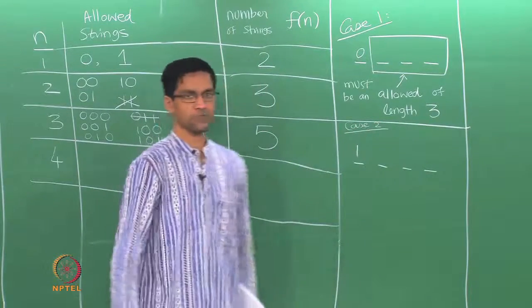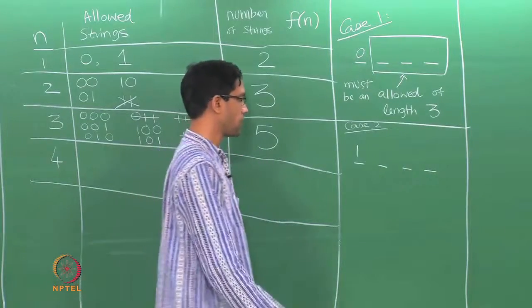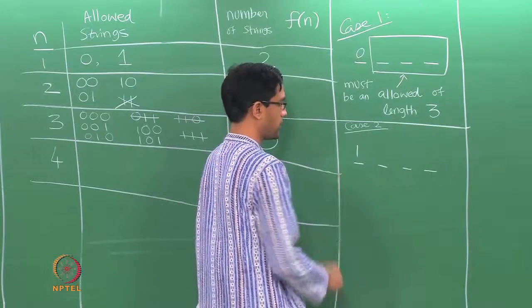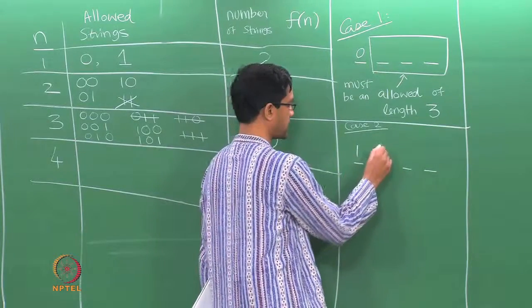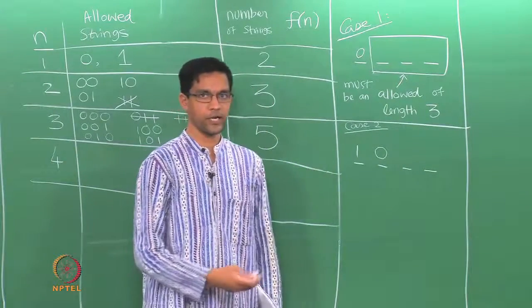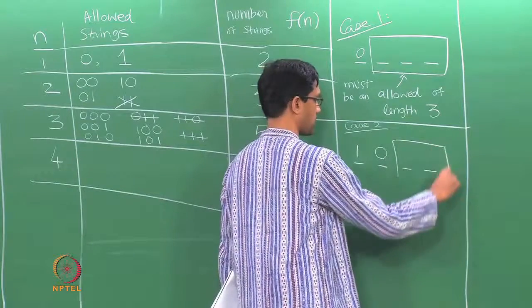If the string starts with a 1, then what can one say about what follows it? Let's look at the constraint. It says that you cannot have 2 successive 1s in your string. So since the first entry is a 1, this had better be a 0. Okay, so the first 2 entries get determined, and now observe what follows.